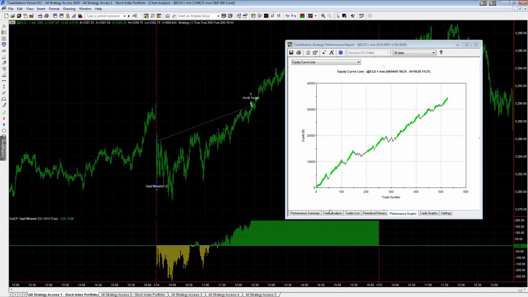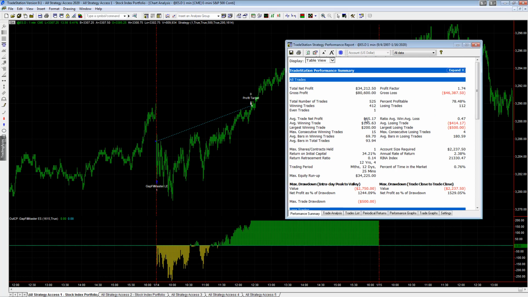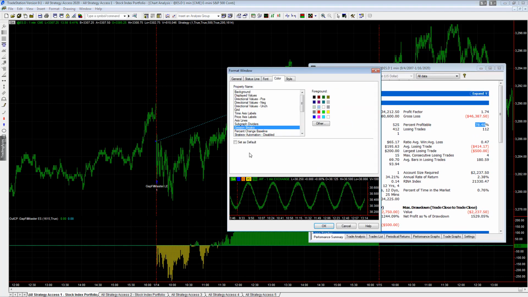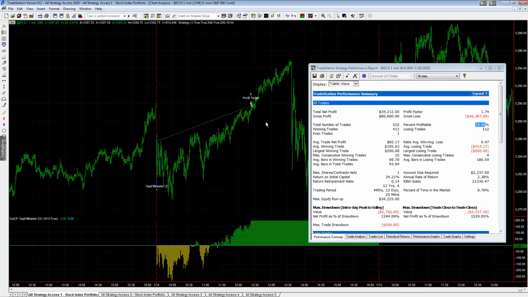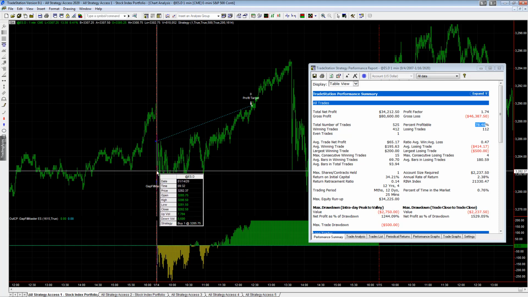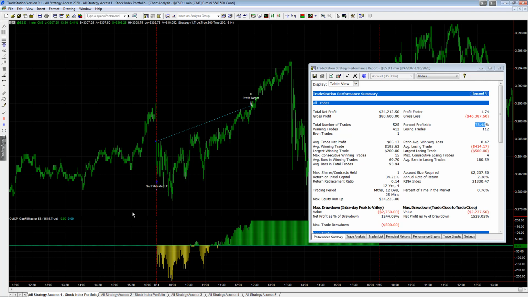For the Gap Fill Master strategy, let's look at the statistics. $65 average trade profit before slippage and commission. 78% of the trades are profitable, so it has a high win rate, and the diversity of exits has a tight profit target. We have strategies with tight stop losses, but this one has a tight profit target of 4 points and a 10-point stop loss, which is a $200 profit target and a $500 stop loss, hence the high win rate. So that is Gap Fill Master in TradeStation.